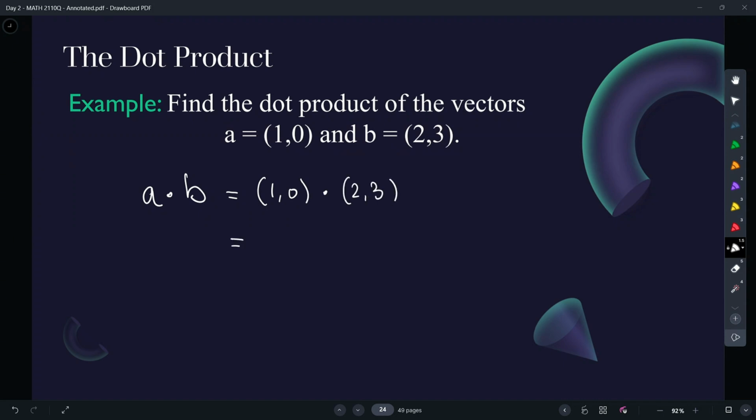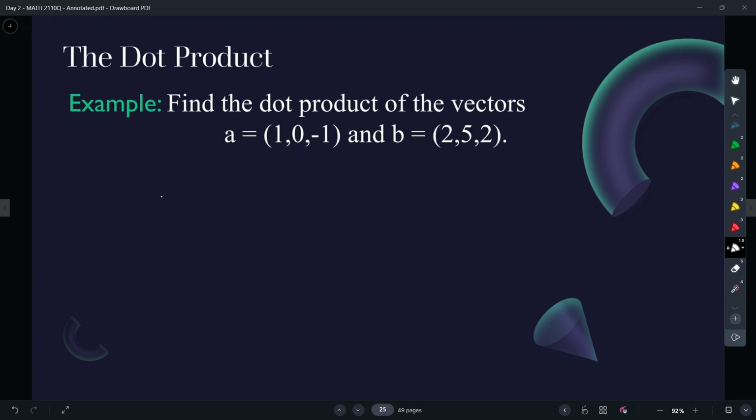I just do the sum of the product of the coordinates, so it's 1 times 2 plus 0 times 3. So that is 2 plus 0, so it is 2. And remember that this is going to tell us if it is 0, then the vectors are perpendicular. The number is 2, so they're not perpendicular. We'll give a meaning to the number anyways in a moment, but this is how you compute dot product.